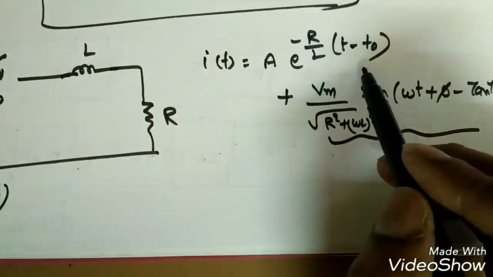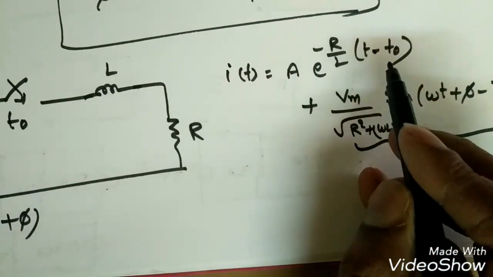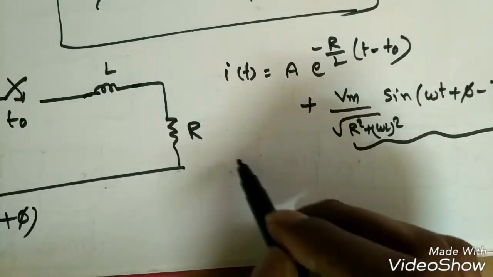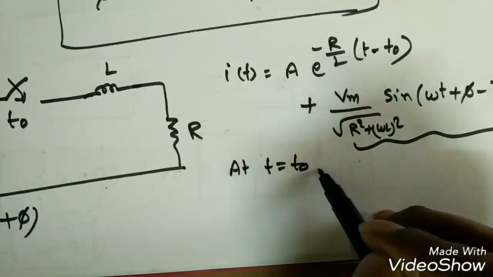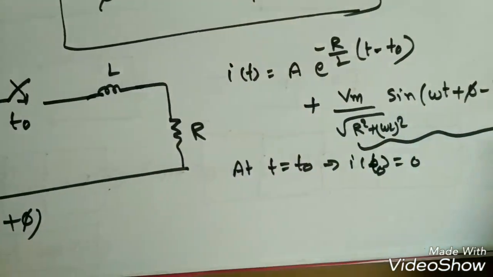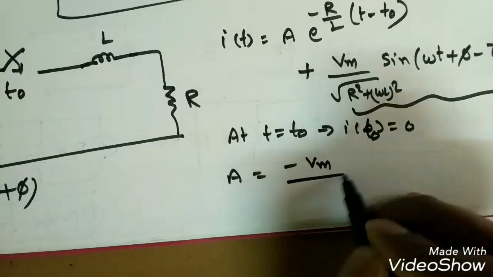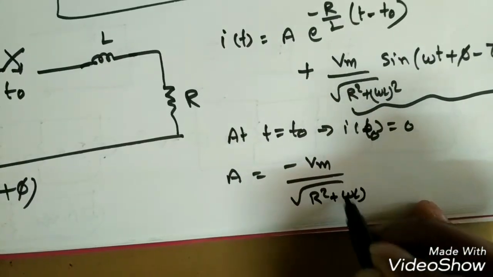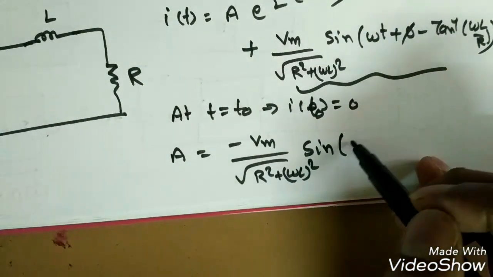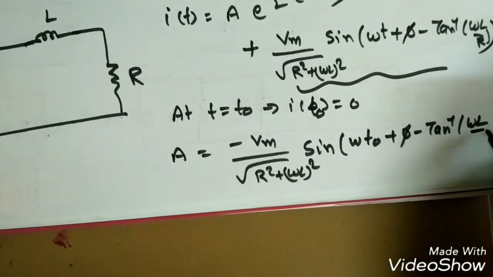Only the transient free condition will change, right? Again, if I apply this at t equal to t naught, I of t equal to 0. So that means I will get A here at t equal to t naught. What is I of 0? Sorry, I of t naught is nothing but 0, that is at the closing of the switch. So again you will get A is equal to minus Vm by square root of R square plus omega L whole square sine of omega t naught plus pi minus tan inverse omega L by R.